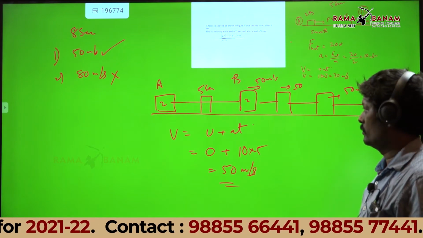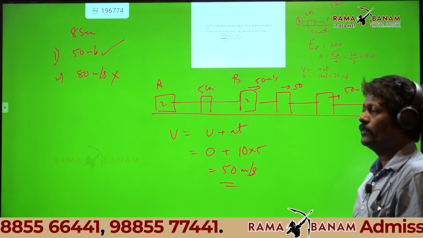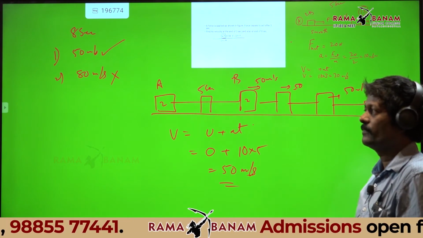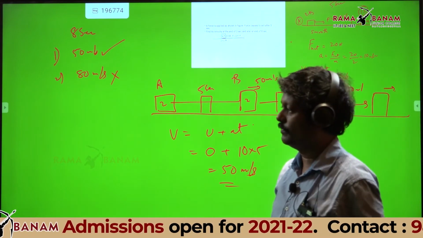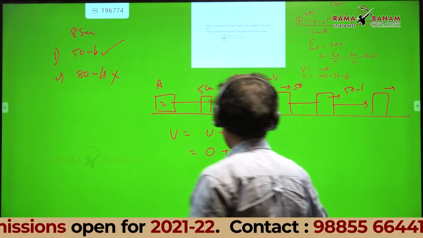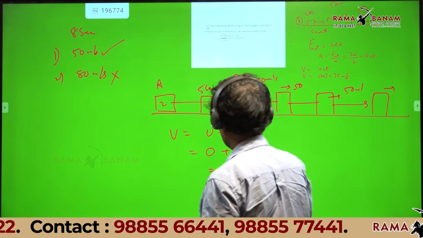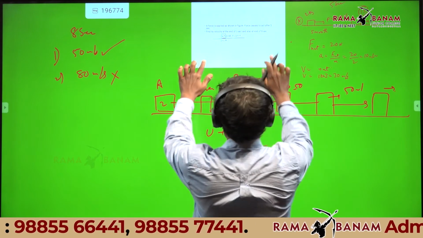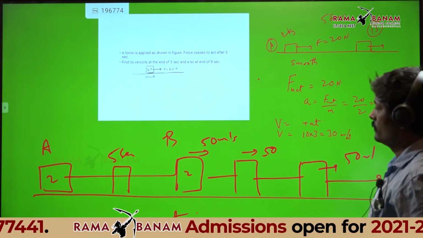Very good. Can anyone tell me what is the velocity at the end of 1 second? 10 meters per second. Very good. Now, can I go to the next one? Yes, sir. Have you written this clearly?